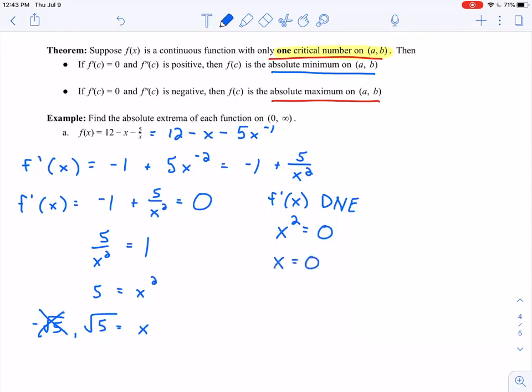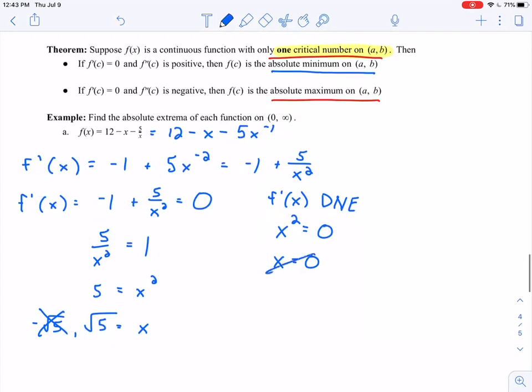And I don't need to worry about that for two reasons. First of all, it's not in my interval. It's not between 0 and infinity. So I know that x equals 0, I don't really need to worry about it. And then the other reason is if you look back at your original function, that function doesn't exist at 0. You have a vertical asymptote at x equals 0. It's not in the domain of our function. And if it's not in the domain, it can't be a critical number. So x equals square root of 5, that is our only critical number. So this is good so far.